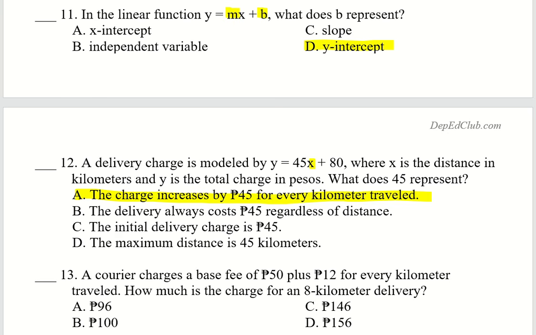Number 13. A courier charges a base fare of 50 pesos plus 12 pesos for every kilometer traveled. How much is the charge for an 8-kilometer delivery? Okay, so let's have our function muna. So y is equal to, we have the base fare of 50, that will be our y-intercept. And then 12 for every kilometer, that will be x. So 12x plus 50.